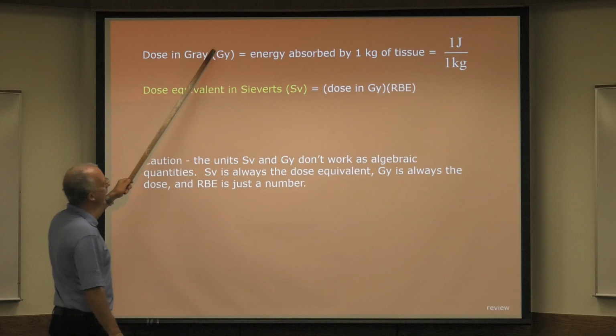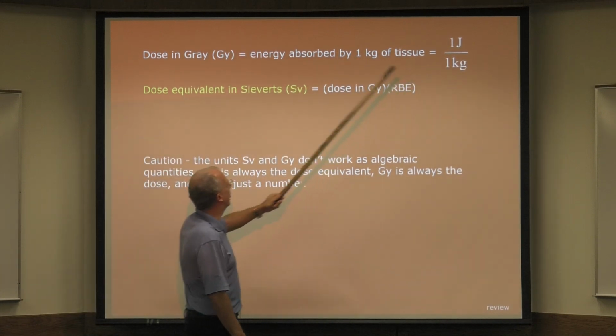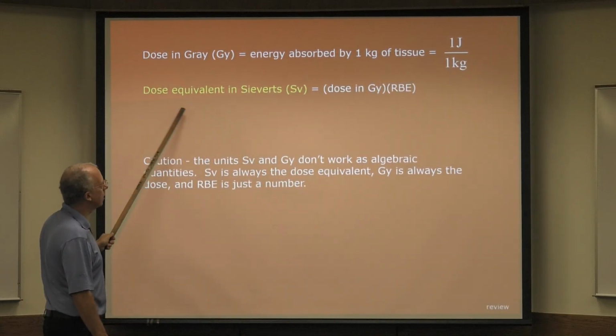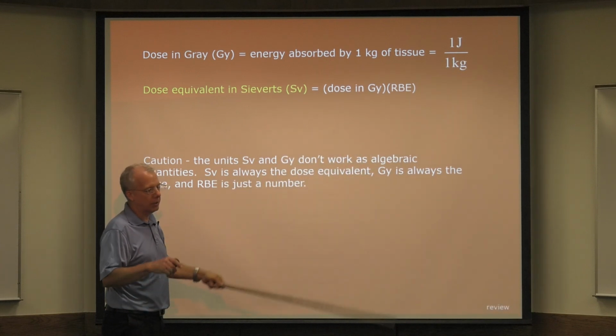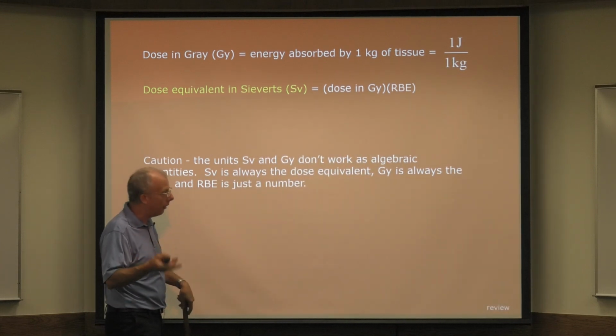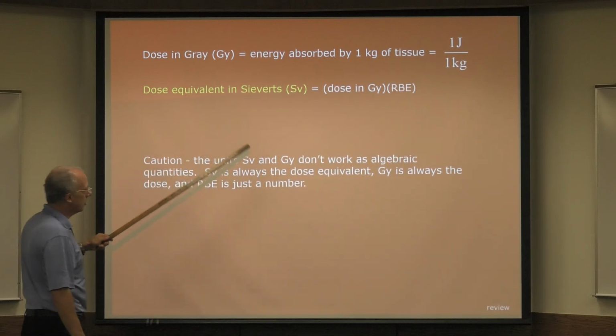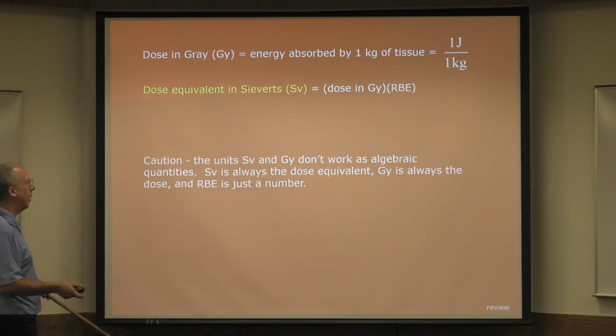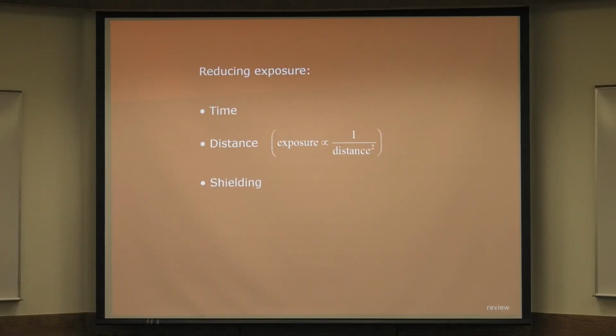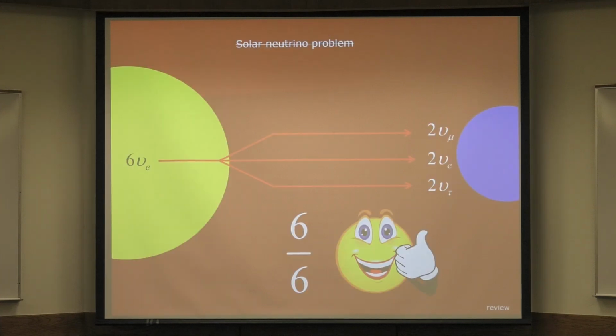And then this thing: dose in gray, energy per kilogram. But then dose equivalent, you include the RBE, because some radiation is more dangerous than others. And the units are not algebraic quantities. You've got to remember that. And how do you reduce exposure to yourself? Time, distance, shielding. And then, well, that was just for fun, right? There is no longer a solar neutrino problem. Thank you very much. We're done.